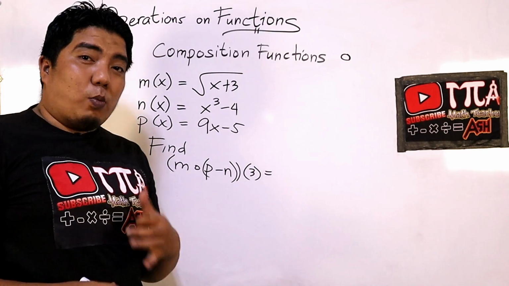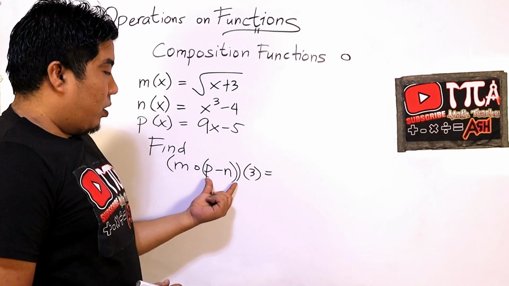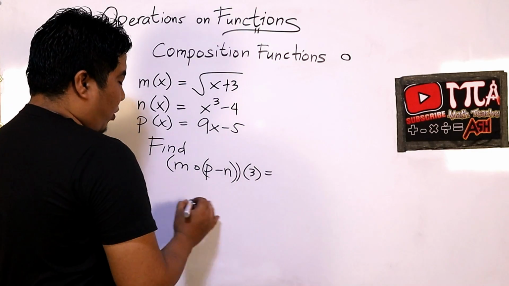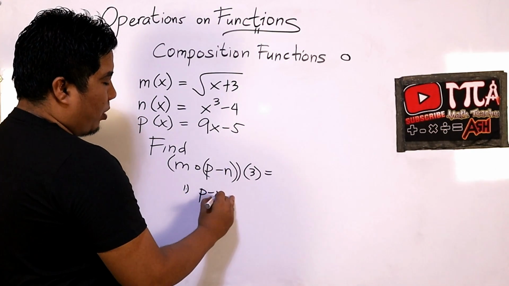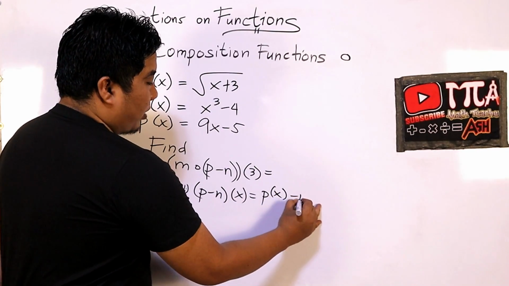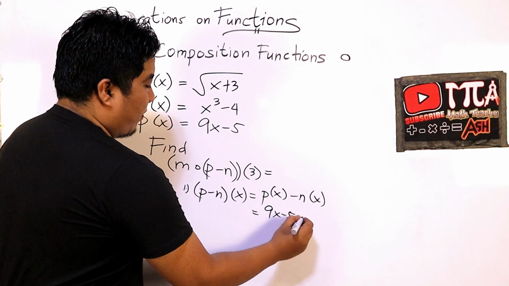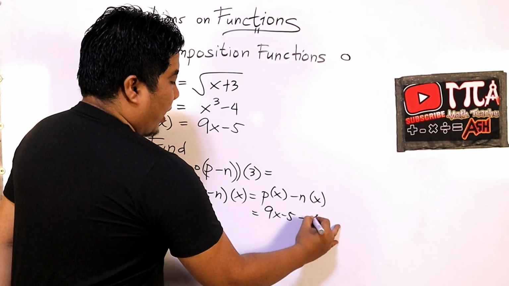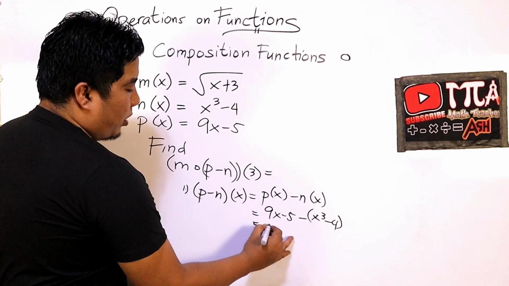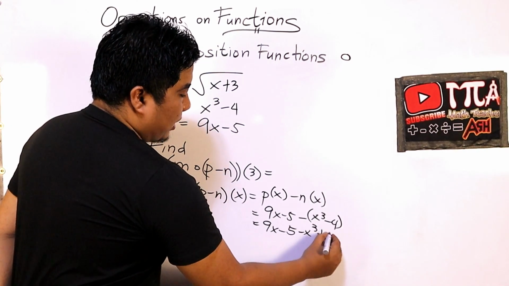Okay, my dear math learners, basically what we need to do here is to solve this by parts. So the first part here is the p minus n of negative 3. Let's try to solve first our p minus n of x. Okay, so that is p of x minus n of x. Our p of x is 9x minus 5, while our n of x is x cubed minus 4. So we will distribute the minus there. So that is 9x minus 5 minus x cubed plus 4.